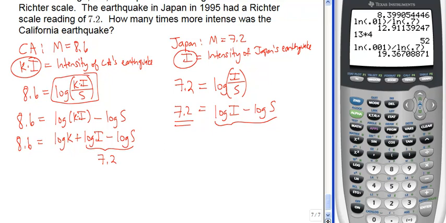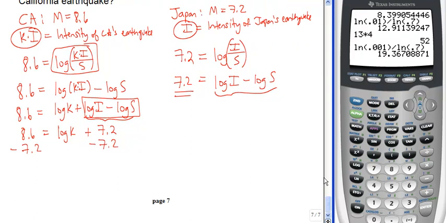So that was the key, using this K times I and comparing it to the original intensity I. So by doing that, I can now substitute in, and this whole expression becomes a 7.2, and now what we're left with is just an equation with only one variable, K. So to solve for it, I'm going to subtract 7.2 over to the other side. 8.6 minus 7.2 is 1.4, and let's see if we can figure out what this K is.